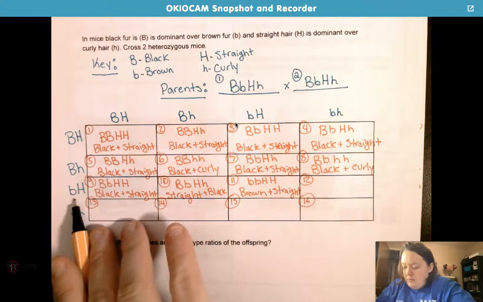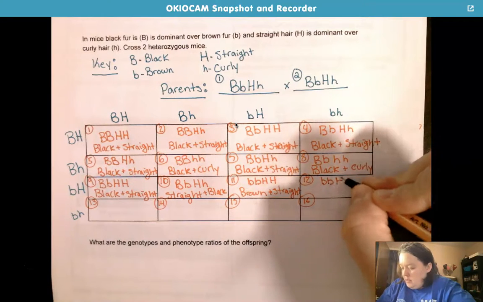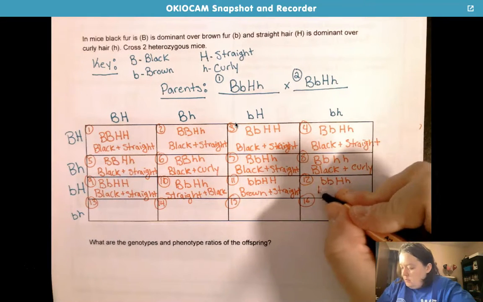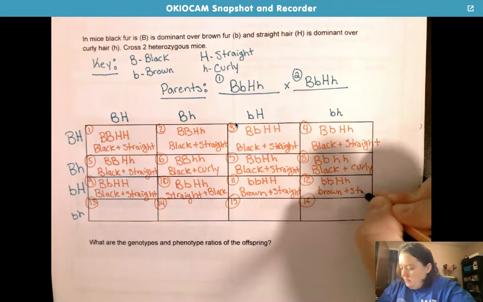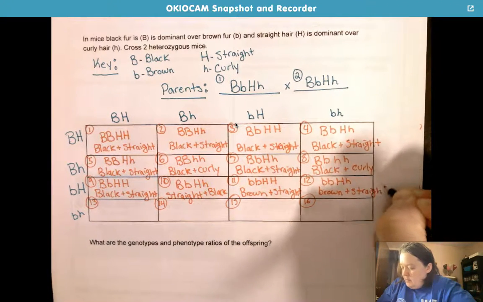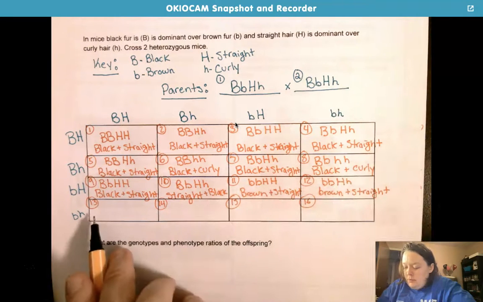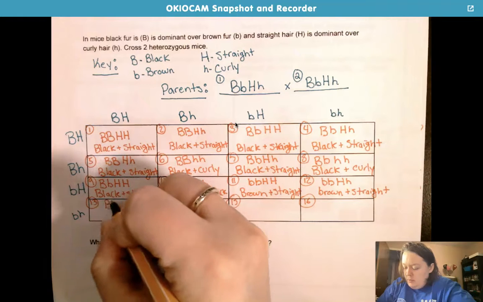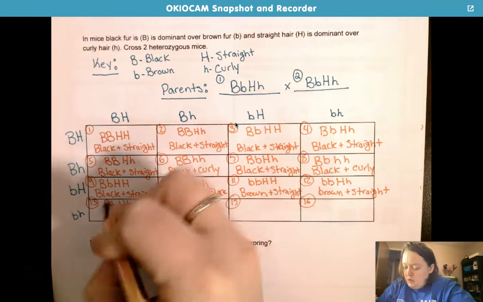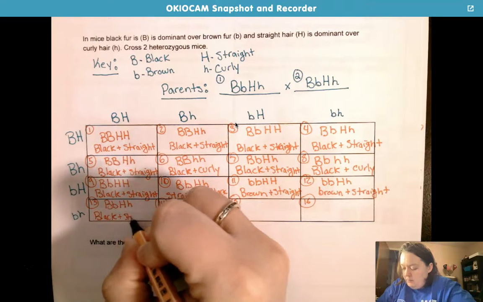For number 12, we have this gamete combining with this gamete. We'll have 2 small b's, a big H, and a small h. This will be brown. Big H stands for straight. This is another mouse with brown straight hair. For number 13, we're going to have this gamete combining with this gamete. We'll have big B, big H, small h. That will be black, straight hair.